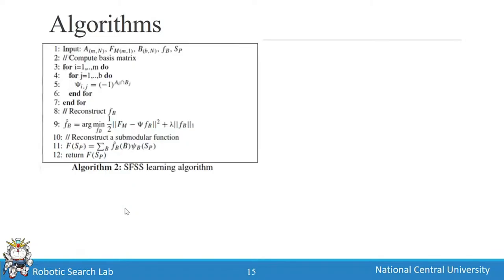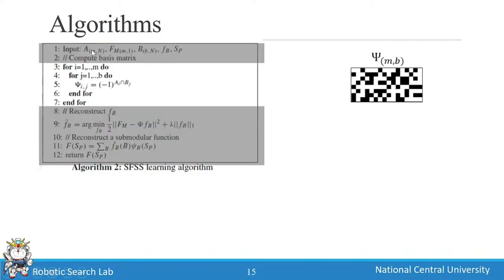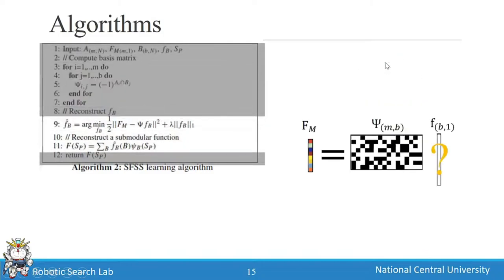Once we have the basis, we can collect some coverage data and its corresponding set. Based on the corresponding set, we can compute the sign matrix. Once we have the sign matrix, we can use a sparse regression to compute the Fourier coefficient. Once we have the Fourier coefficient, we can give any set, use the set to compute the new sign, and then find the coverage data. This algorithm is called the KSFSS algorithm.